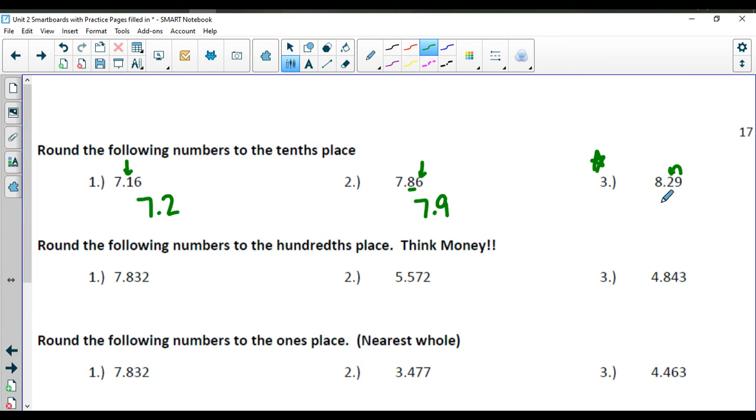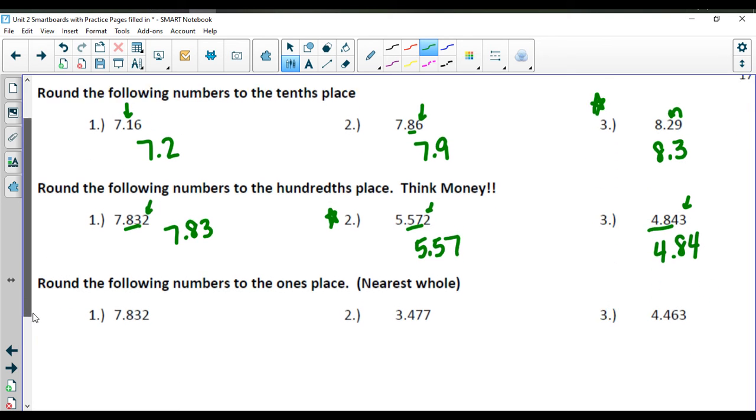And that 9 is going to make that 2 bump up to a 3 then. In the last one, we're rounding to the hundredths place. We want 2 numbers afterward. That 2 is going to make us just stay. 2 numbers afterward. So I want you to go ahead and round this one for me. That 2 is also going to make us stay, 5.57. And the last one, 4.84, that 3 is going to let the 4.84 stay the way that it is.